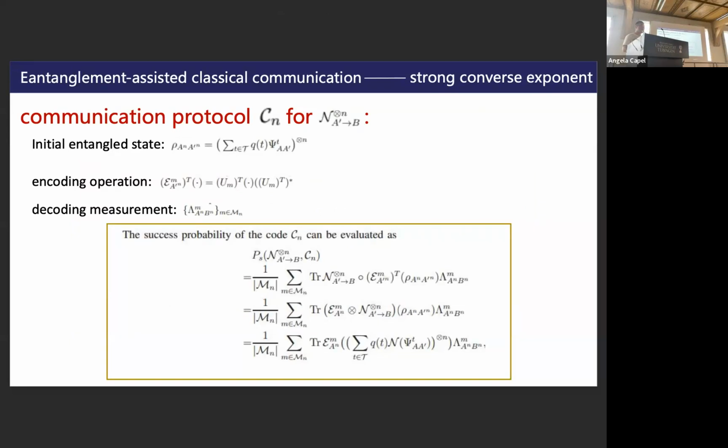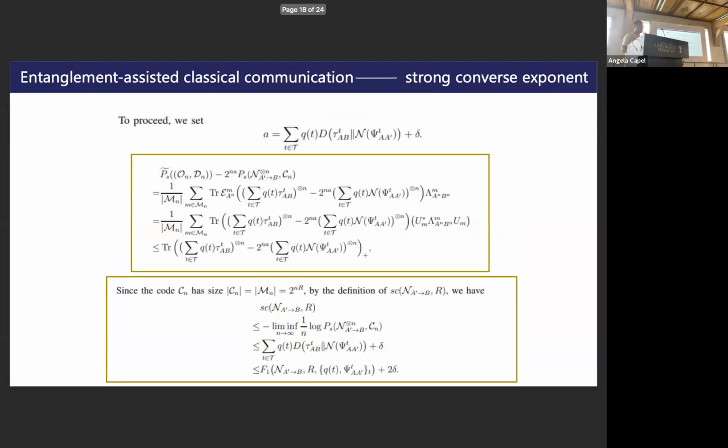The initial entangled state is chosen as in this form. The encoding operation is the transpose of the encoding operation that appeared in the above protocol. And we keep the decoding measurement unchanged. The success probability of this protocol can be evaluated as follows. By direct calculation, we can find the success probability in this form.